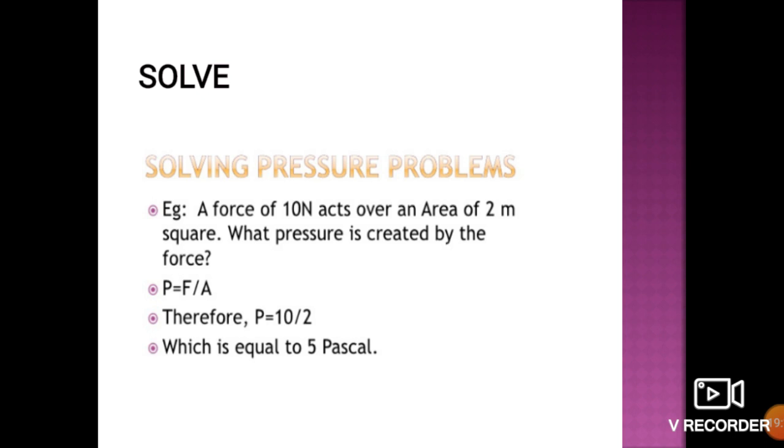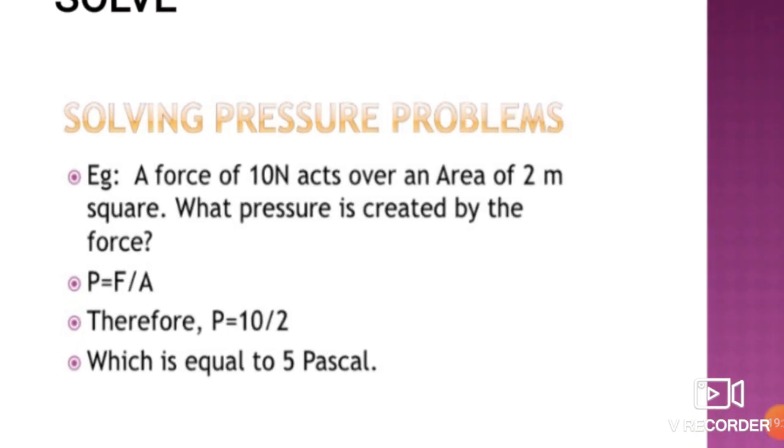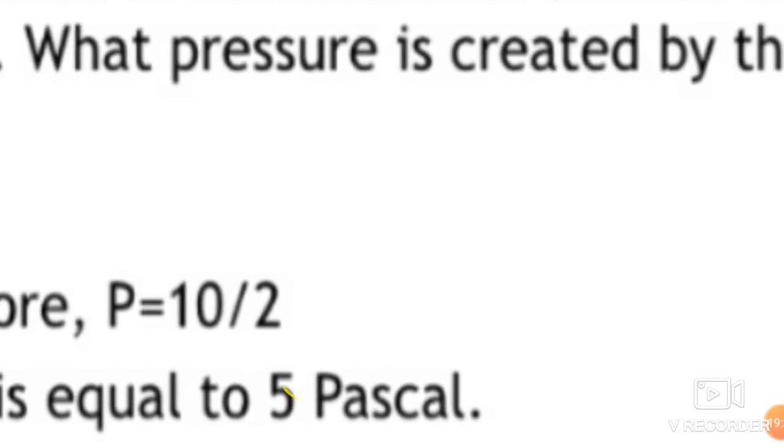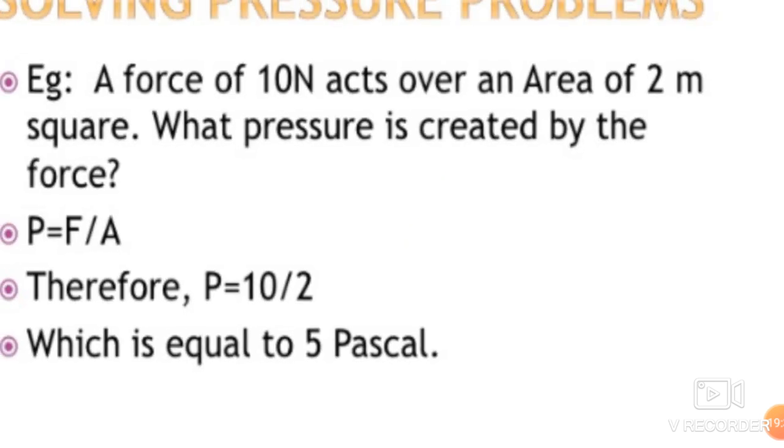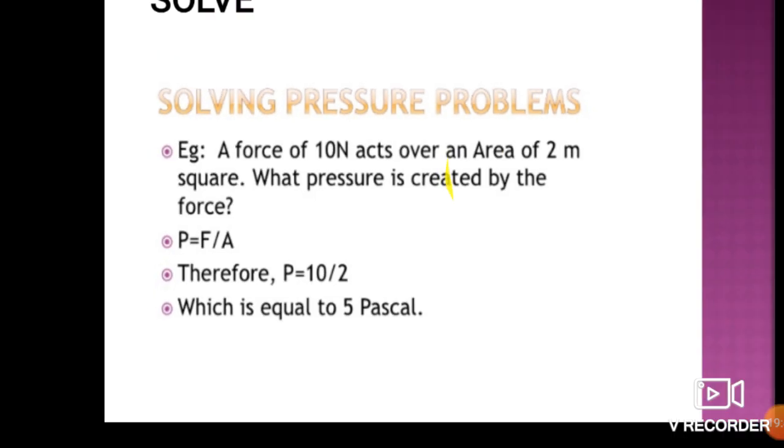For that purpose, we use the formula pressure is equal to force upon area. Therefore pressure is equal to, what is force? Force is 10 and area is 2. So 10 upon 2, that means 5, which is equal to 5 Pascal. Okay students, so the answer for this problem is that 5 Pascal of pressure is created by the force of 10 Newton applied on the area of 2 meter square.